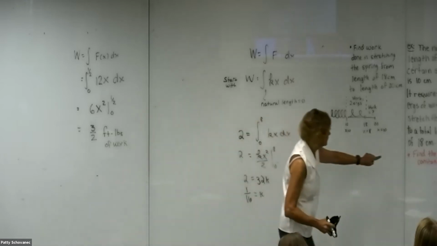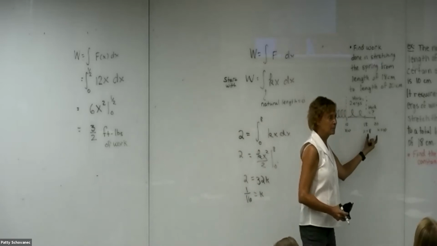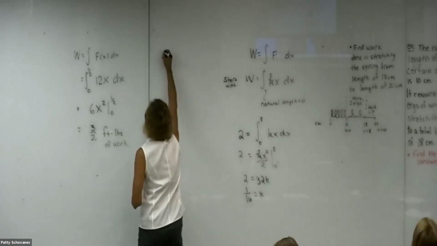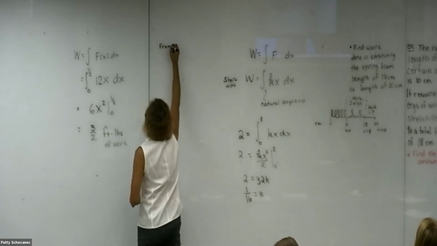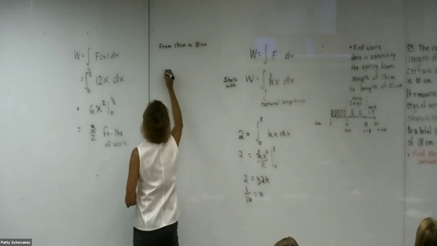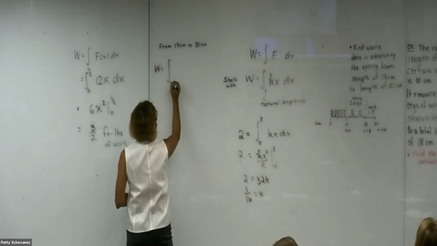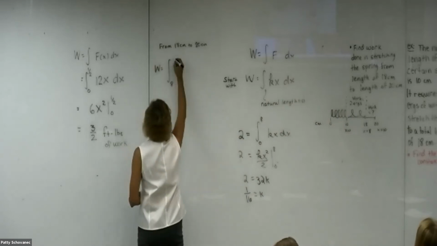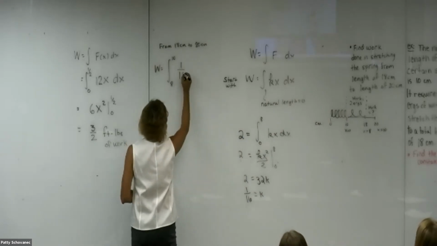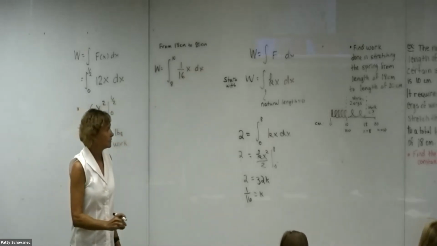Now that we have the spring constant, we're going to find the work done on this tiny interval here. So it's work, so I've got to set up an integral again. So from 18 centimeters to 20 centimeters, 18 corresponded to 8 units beyond its natural length. The 20 takes me to 10 units beyond its natural length. And then I have K times X dx.